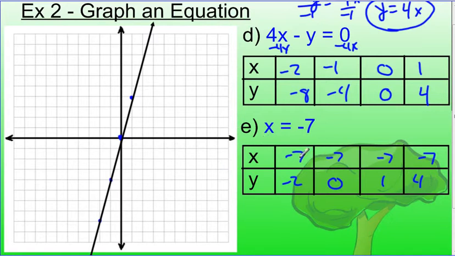And now let's graph it. So x of negative 7, y of negative 2. x of negative 7, y is 0. x is negative 7, y is 1. x of negative 7, y is 4. Those are these 4 points. You see the line it makes, don't you? It's a straight up and down line going through x equals negative 7. And this was letter D, this was letter E.